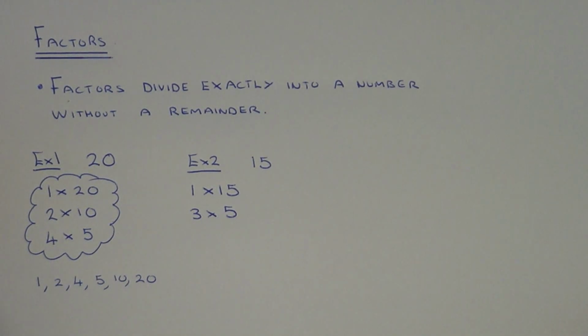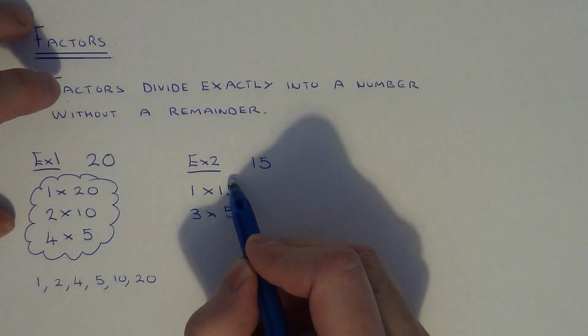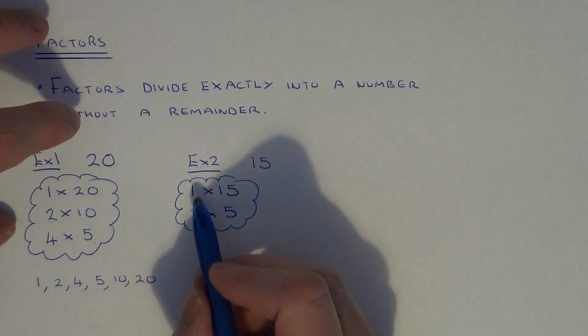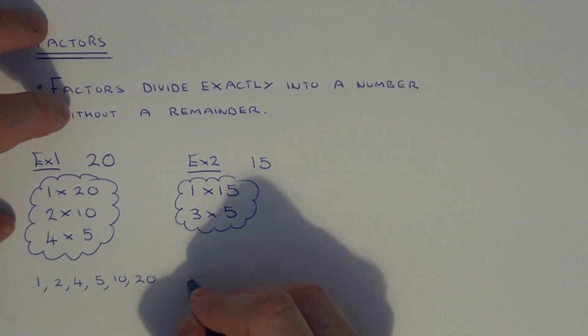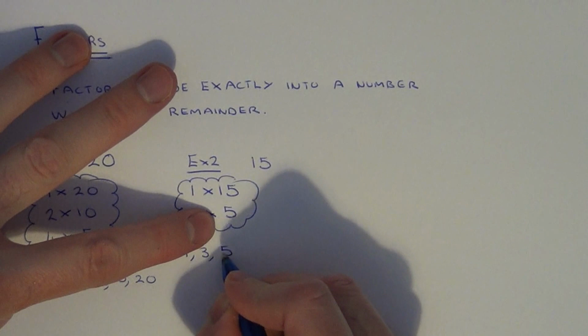And then the next times table is your 5's, but you may notice we've already got 5 as a factor. So once again, once you've reached a factor which you've already got, there won't be any more. So there's no point going through any more times tables. So again, we've got 2 factor pairs and we have 4 factors. So if we just list out the factors in size order.